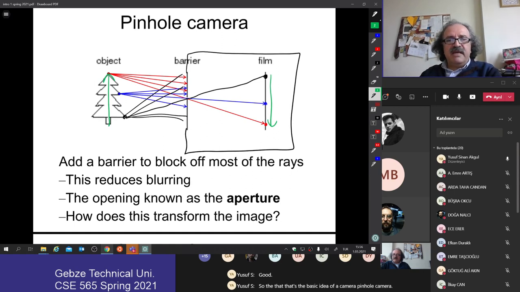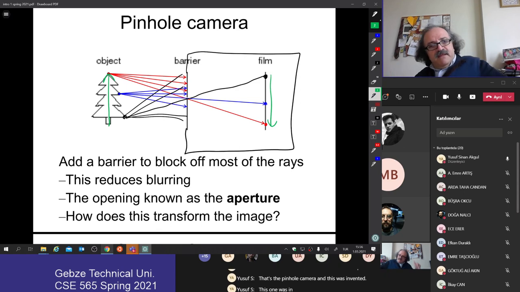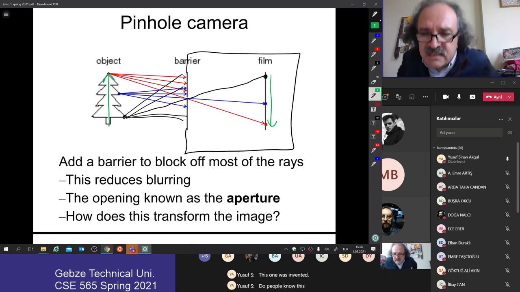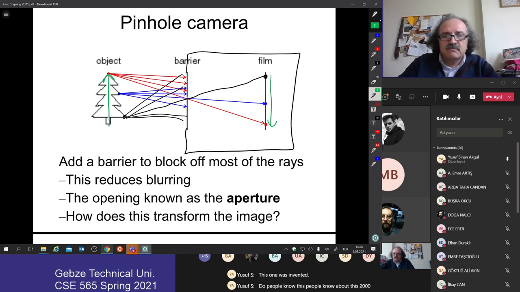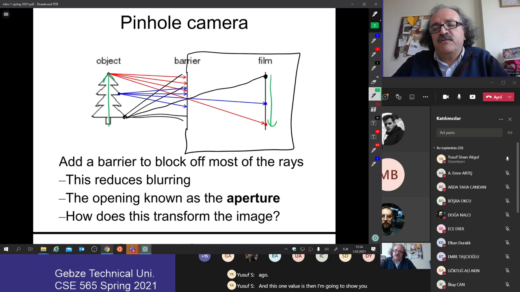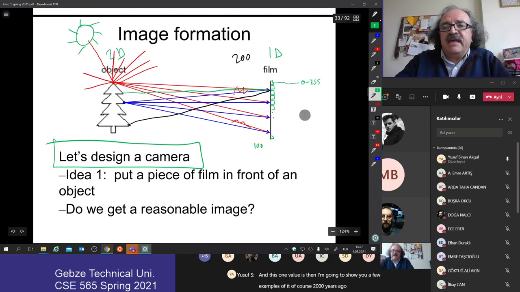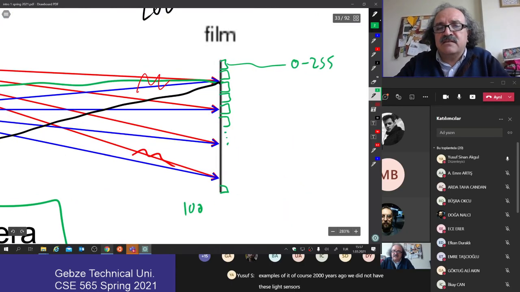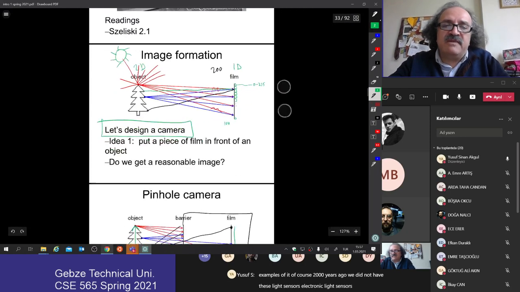That's the pinhole camera, and this was invented. People knew about this 2000 years ago, and this was used. And I'm going to show you a few examples of it. Of course, 2000 years ago, we did not have these electronic light sensors, right? Nowadays, we have them.